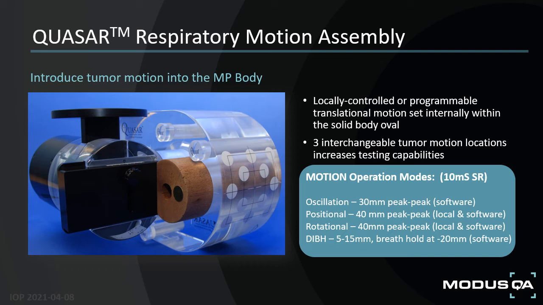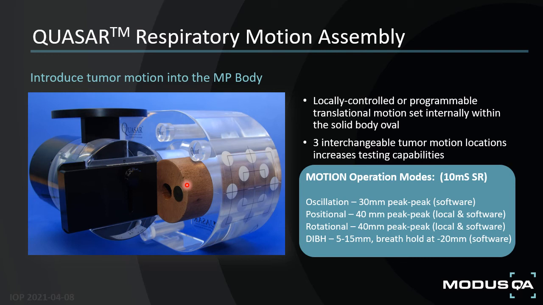So I do want to note that the assembly can be fitted into any of the three cylindrical openings of the MP body, meaning that the area of motion can occur either laterally or in the center, at the middle of the oval. Within this current motion, the area of motion, which is the cylindrical insert here, was chosen to occur laterally on the side of the phantom.